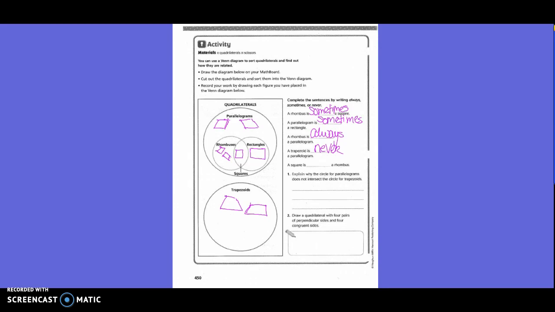Guys, the square is over here within this, so it would be always. Number 1, explain why the circle for parallelograms does not intersect the circle for trapezoids. A parallelogram always has two pairs of parallel sides, and a trapezoid only has one pair. Number 2, draw a quadrilateral with 4 pairs of perpendicular sides and 4 congruent sides. So based on what we learned on the other side, we would draw a square.